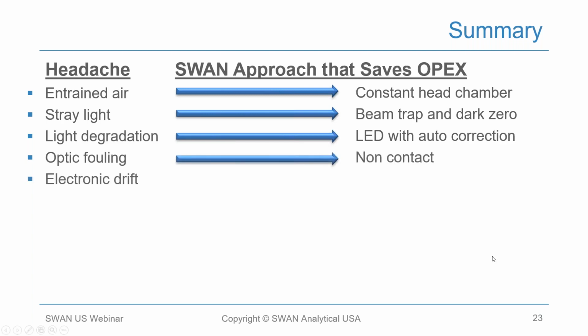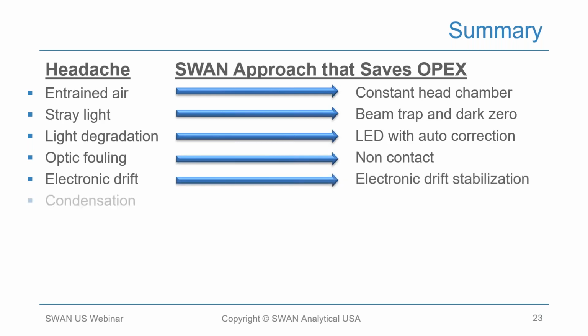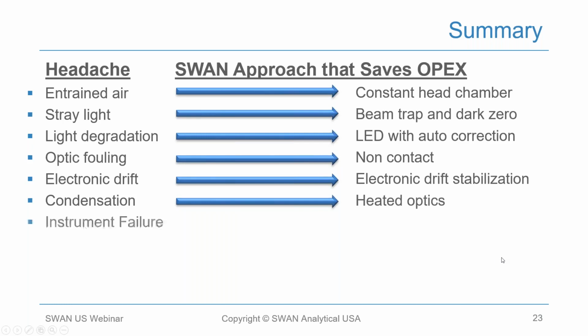There's no impact from electronics because SWAN uses electronic drift stabilization. There is no replacing of desiccant or cleaning of cuvettes due to condensation issues because SWAN uses heated optics.